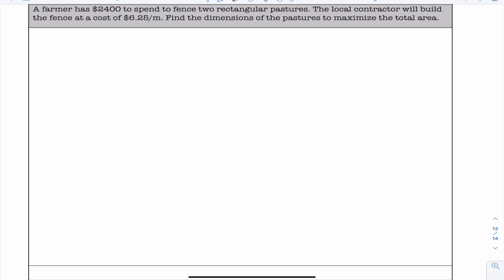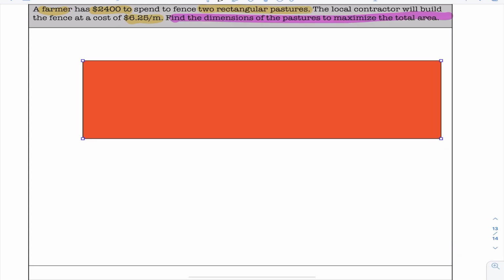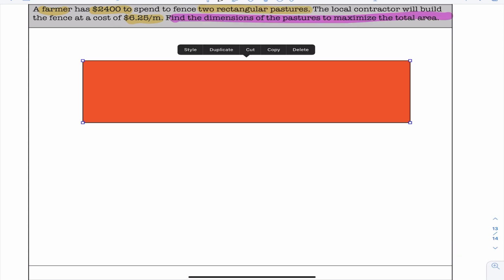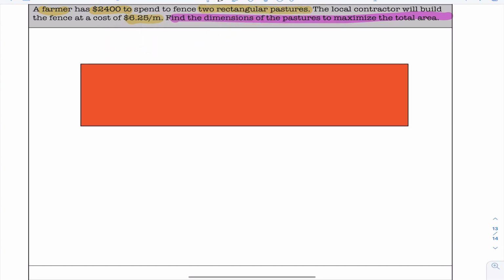In this one, a farmer has $2,400 to spend and wants to build 2 rectangular pastures. The local contractor will build a fence at a cost of $6.25 per meter. Find the dimensions of the pastures that maximize total area. So let's say this is the border of the whole thing, and there's going to be 2 pastures, but they're going to share a side here. What we know is that I have $2,400 to spend, and the cost is $6.25 per meter of fencing.